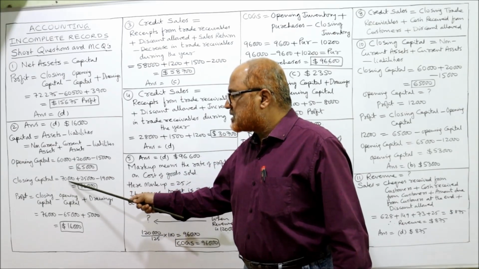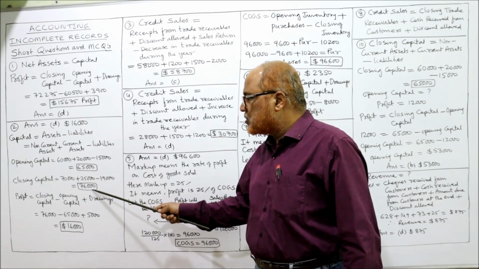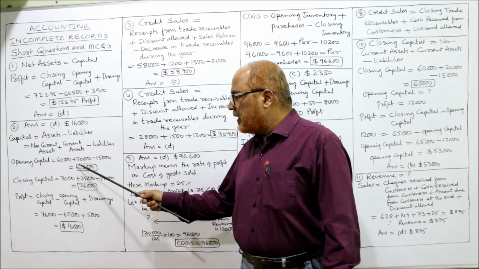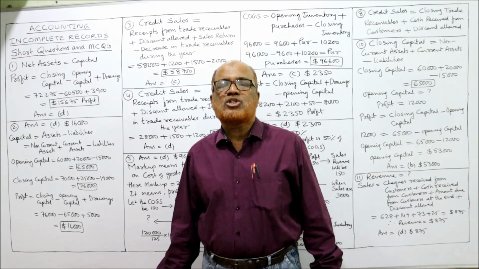So non-current assets are 70,000, current assets are 25,000, liabilities are 19,000. So 76,000 is the closing capital. We got the opening capital, we got the closing capital. Now simply we substitute in the equation.